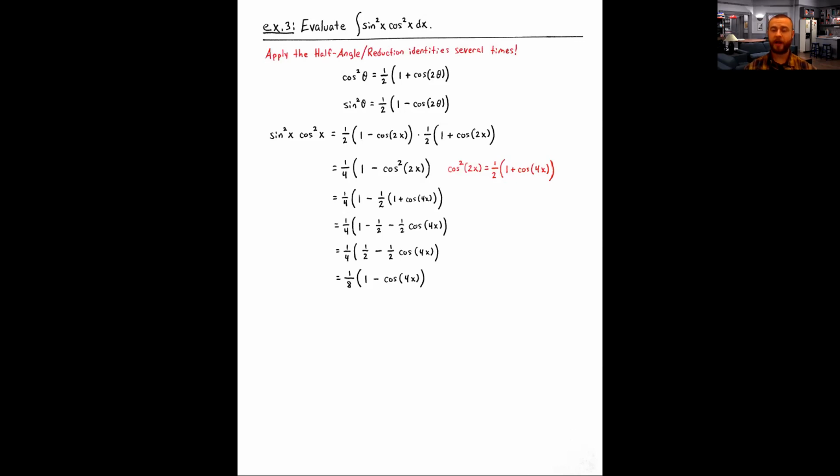Now again, this is all kind of pre-calculus level. Might be a little bit foreign since you maybe haven't used the half angle or reduction identities since your pre-calculus course, but there's really no calculus here. It's all just algebraic rewriting using your trigonometric identities. What we've done is we've taken our original function and have rewritten it in a form that's easily integrated.